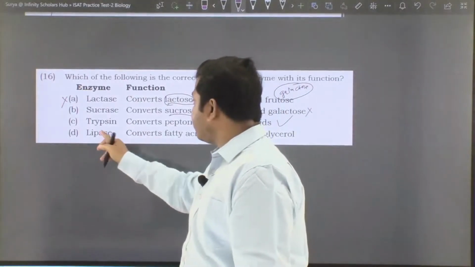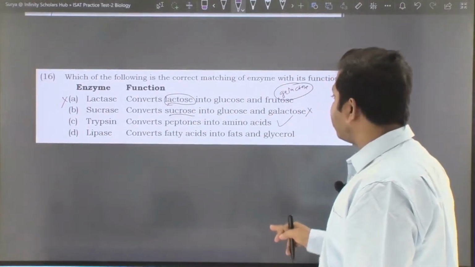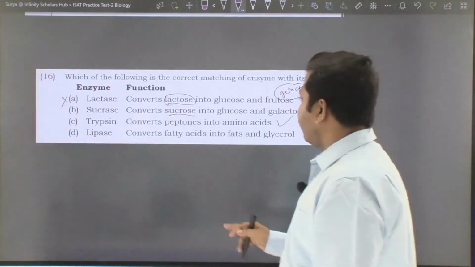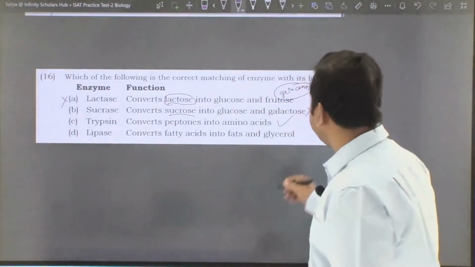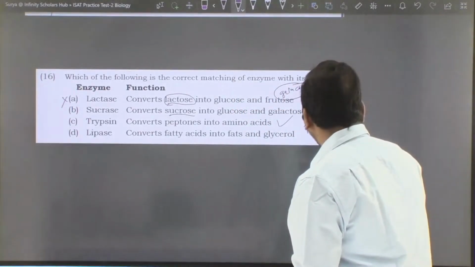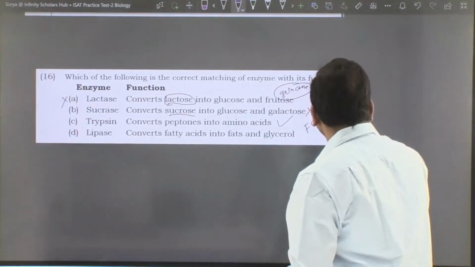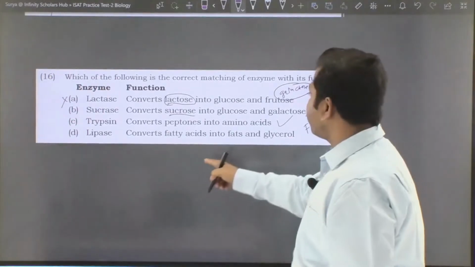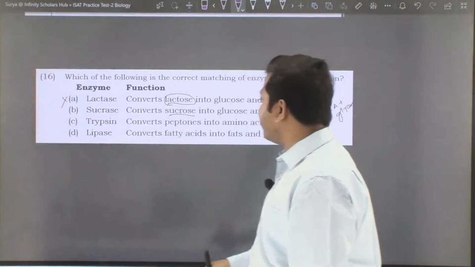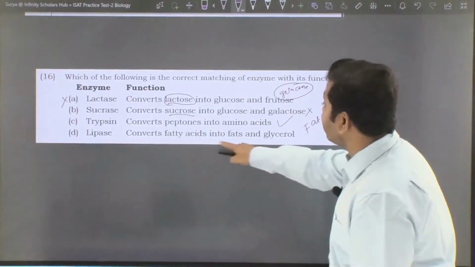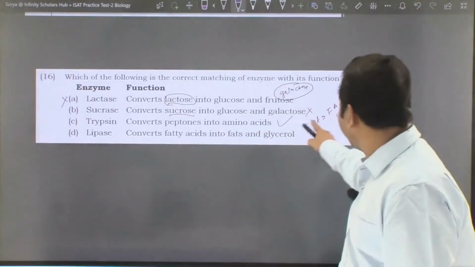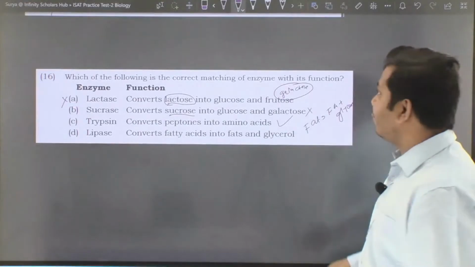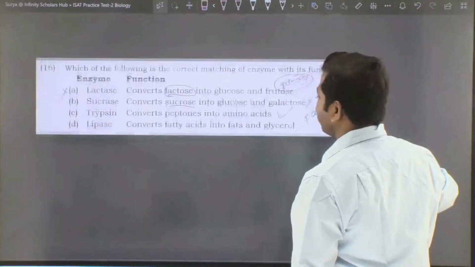Look at the fourth option. Lipase converts fatty acids into fats and glycerol. Fatty acid is the outcome of the hydrolysis of fat. So fat is the complex molecule, and fat constitutes fatty acid plus glycerol. But the option given here says that fatty acids are converted into fats and glycerol. That is not possible, right? Fatty acid and glycerol together form the fats. So let's move to the third question.